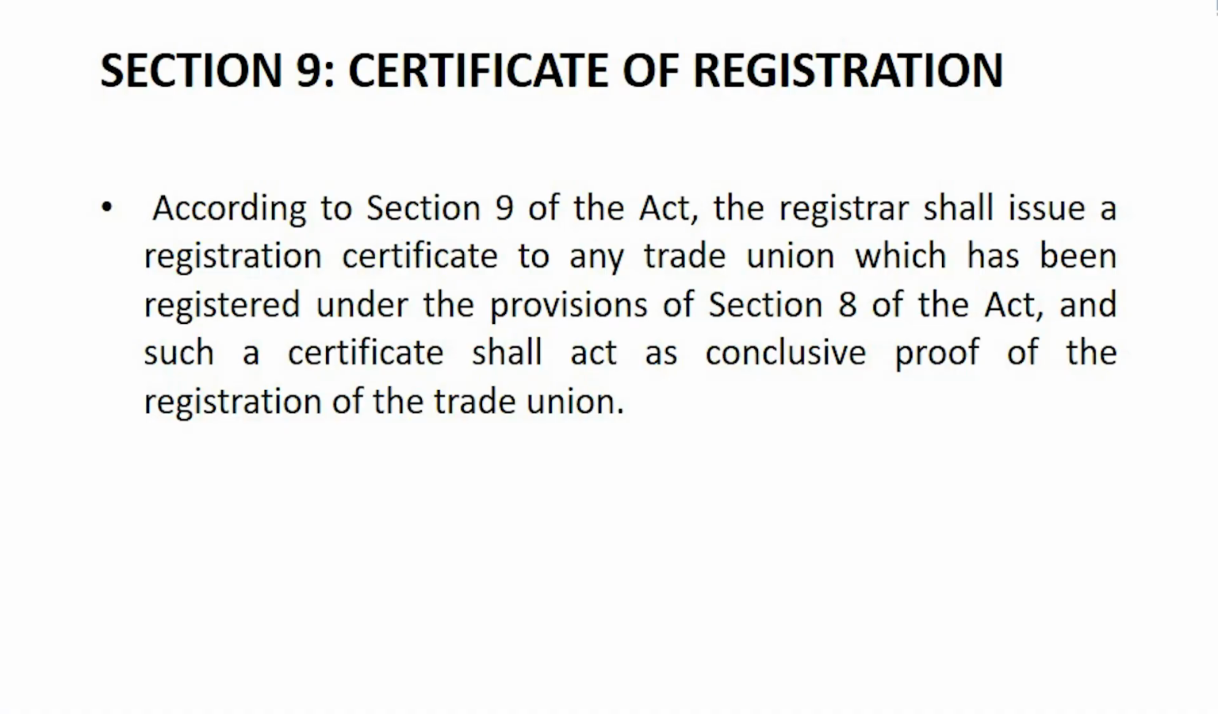Section 9 is talking about certification of the registration. If the registrar is okay with the requirements mentioned, after making the registration, the registrar would issue the certificate. So, under section 9 of this act, the registrar shall issue a registration certificate to any trade union which has been registered under the provisions of section 8 of this act, and the certificate is conclusive proof of the registration of the trade union. That is evident: now this trade union has been registered, because once the registrar makes the certification, this is the conclusive proof the trade union can hold.